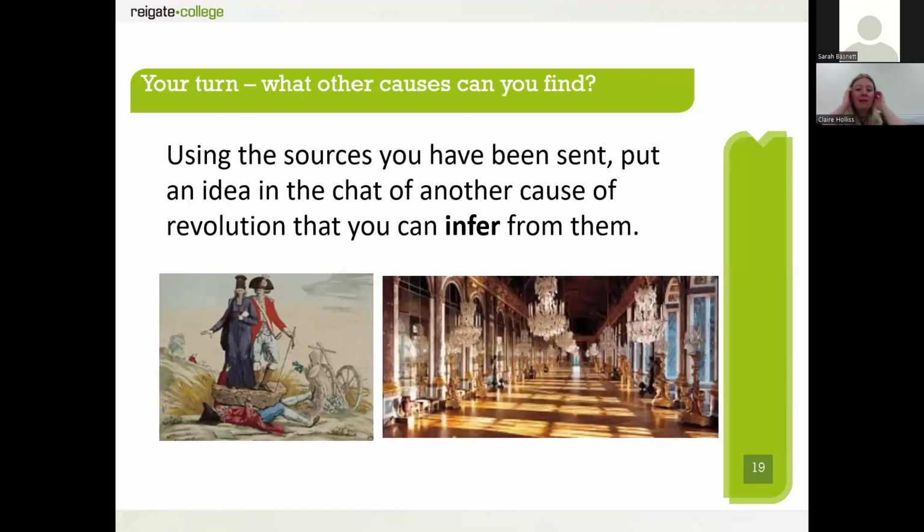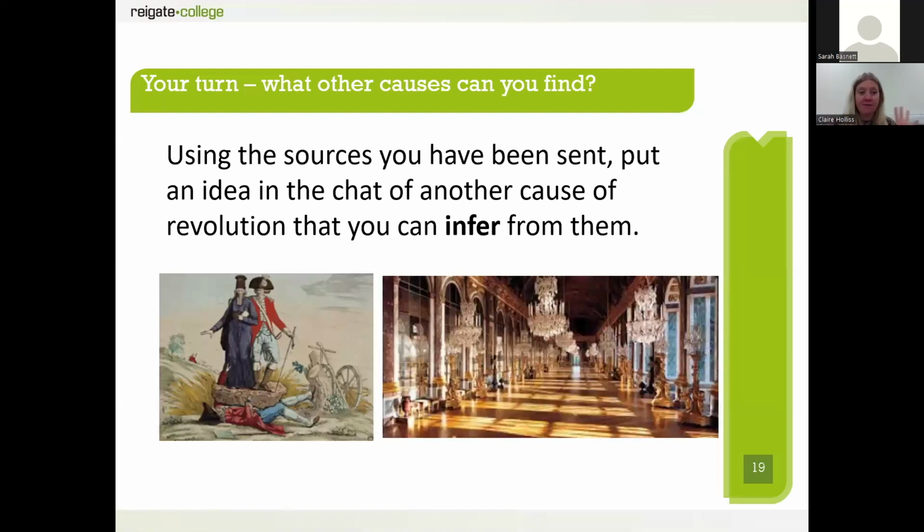Okay, so what I'd like you to do here is, I think we've worked out from that source that one of the causes of the French Revolution is something to do with the economy. There are obviously some problems. There are obviously going to be people angry about the fact that they are having to spend so much money on bread, that their economic situation isn't good. What I'd like you to do now, guys, is have a look at some of those other sources that you've been sent.